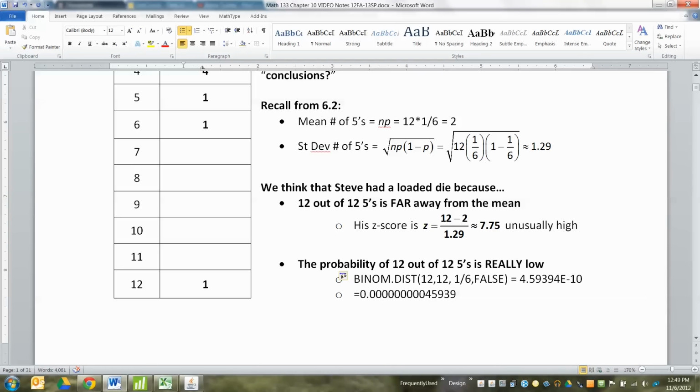0.00000000045939, right? Lots of zeros. 1, 2, 3, 4, 5, 6, 7, 8, 9 zeros. And then a 4. Really small, right? Okay. So since it's so small, that gives us a clue that we think, no, something's up. Something's really up with this particular die. Something's got to be happening here.